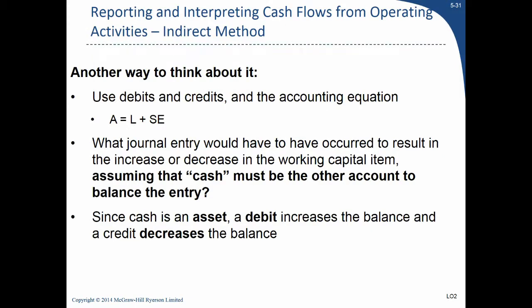So this is the way I like to think about it, which is what I just described. Use journal entries in the accounting equation. What journal entry would have to have occurred to result in the increase or decrease in the working capital item, assuming that cash is going to be the other account. Cash is going to be your balancing account. And remember, since cash is an asset, a debit increases the balance and a credit decreases the balance.